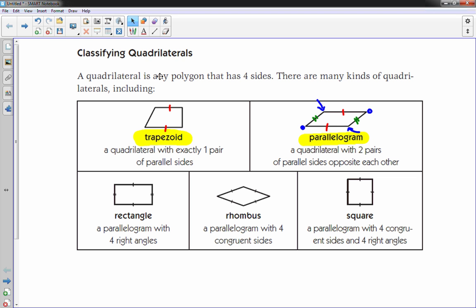Next thing's a rectangle. Kids are pretty familiar with rectangles. It's a special kind of parallelogram with 4 right angles. So that's a right angle, that's a right angle, that's a right angle, that's a right angle. All the corners are perfectly square, kind of like a window pane or a picture frame or a door, and it has 4 right angles.